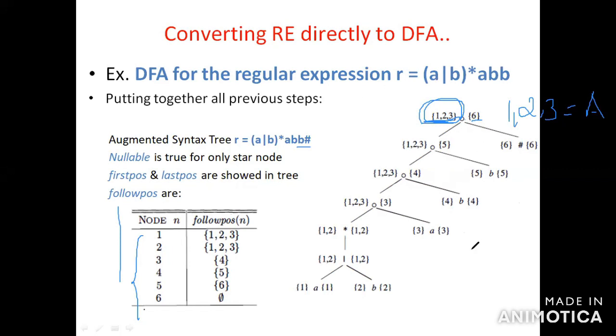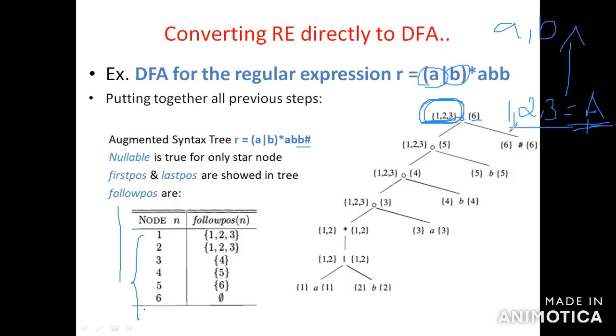So based on the syntax tree, after computing the first position, last position and follow position, the root is 1, 2, 3. The first position is the root, so it is marked as capital A. Based on state A, we have two input symbols: one is input symbol a, and another is input symbol b. It's clear?